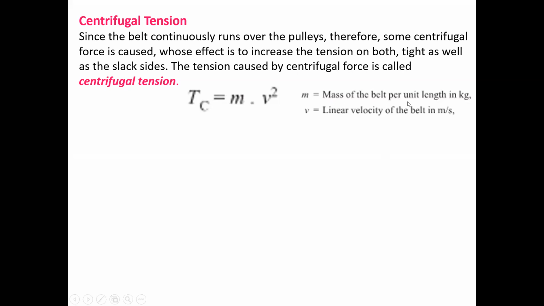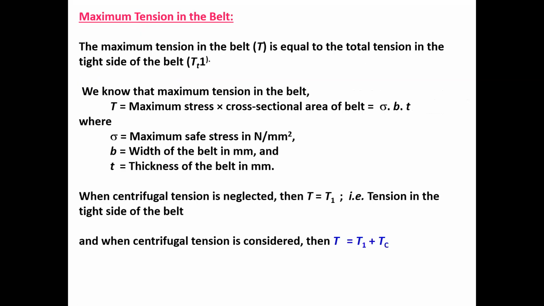So what is the representation of m? m is the mass of the belt per unit length and v is the linear velocity of the belt, the mass of the belt and the linear velocity of the belt in meters per second. Now we are going to see the maximum tension in the belt.